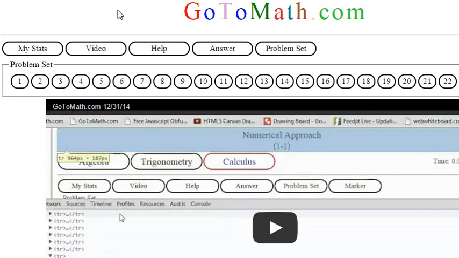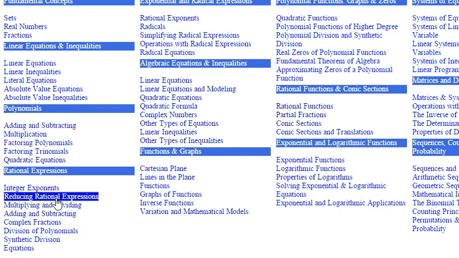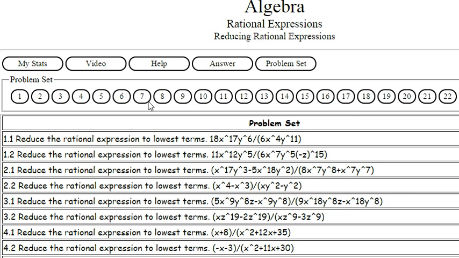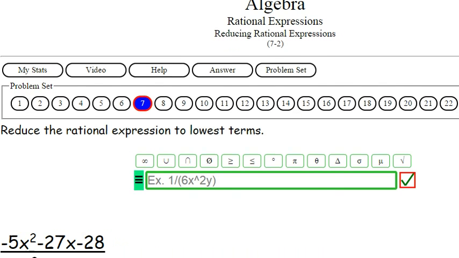Okay, we're over here, go to math.com, click on the algebra. Let's go down to reducing rational expressions. And you know what? I'll just click on that and look what comes up.